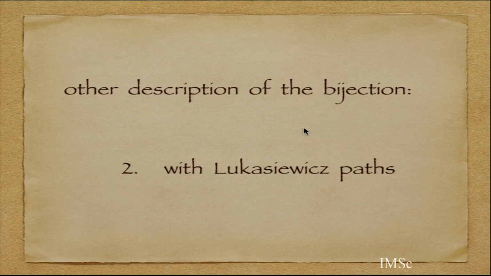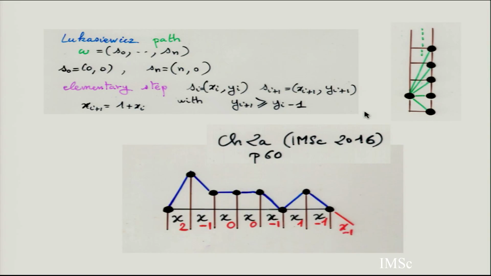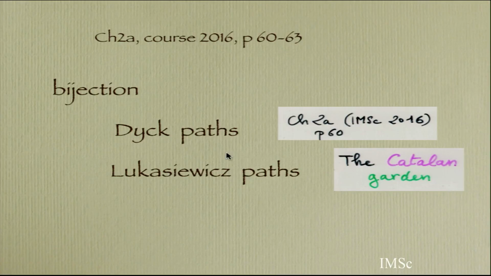In fact, there is a second way, using Lukasiewicz paths. So it's a revision of what we have seen in this class and the class of last year. Lukasiewicz path. You remember last year it was a path where, instead of going down or up by one, you can go up as many steps as you want. So this was typical of chapter 2a of the class last year. Typical Lukasiewicz path. I used this to prove the Lagrange inversion formula. And in the Catalan garden last year, I gave a bijection between Dyck paths and Lukasiewicz paths.